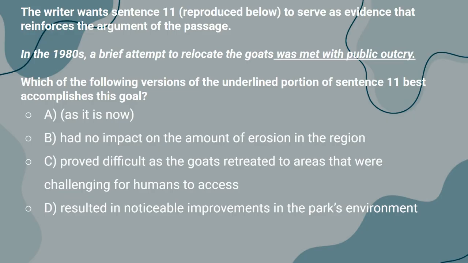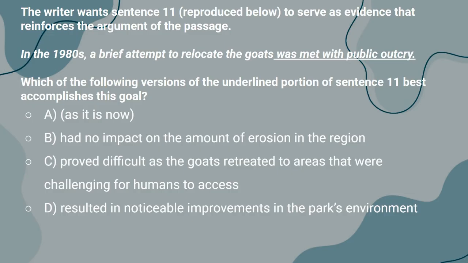In my opinion, it's probably not going to be that, because that's more of a counter argument and it's not really reinforcing the arguments of the passage. But we'll keep it on the table. B, had no impact on the amount of erosion in the region. This one's a better answer than A, so I'm going to get rid of A.